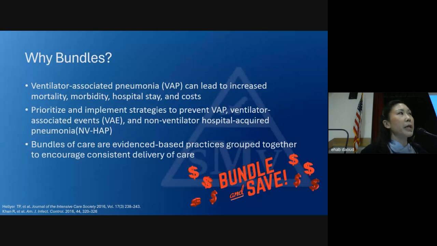These bundles were created due to increased mortality, morbidity, hospital length of stay, and ventilator days associated with ventilator-associated pneumonia. So a lot of these strategies were created to prioritize prevention of ventilator-associated pneumonia or ventilator-associated events. They also include, in the newly updated literature, a term called non-ventilator hospital-acquired pneumonia. So these are patients who are not actually on ventilators, including the non-invasive ventilation modes as well.